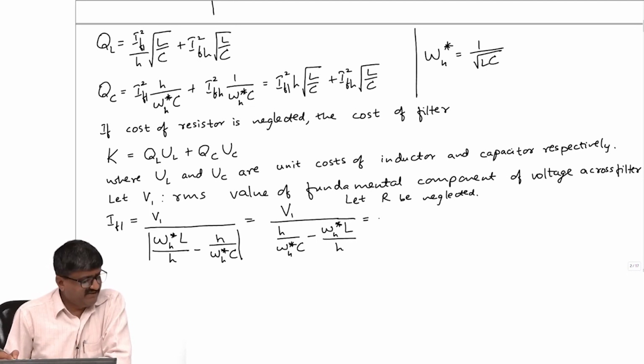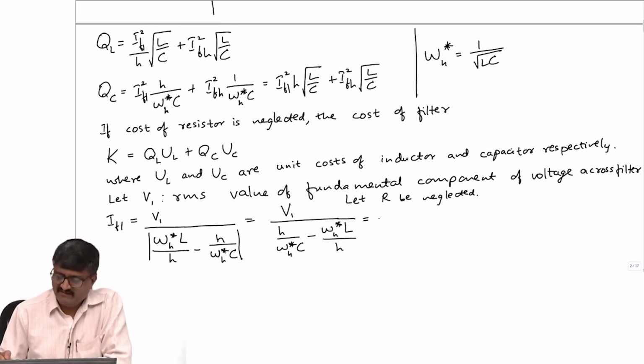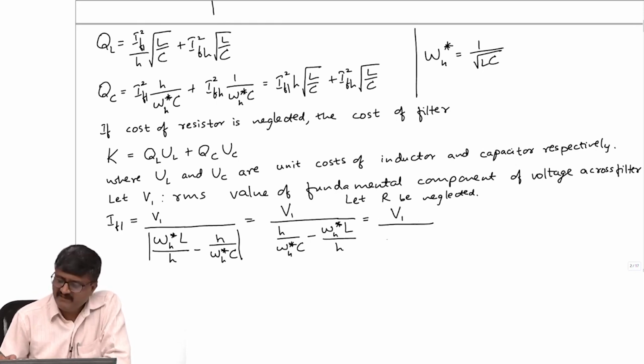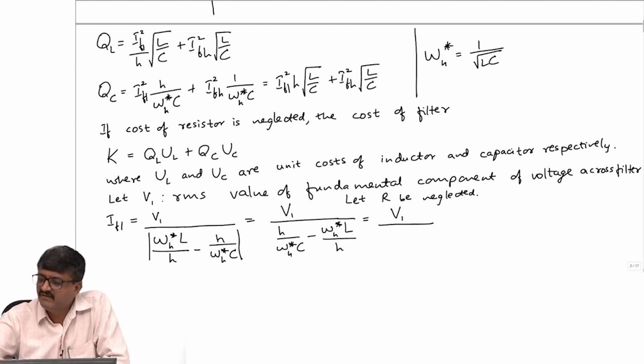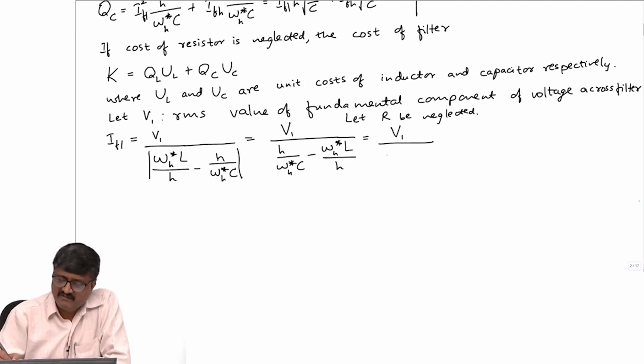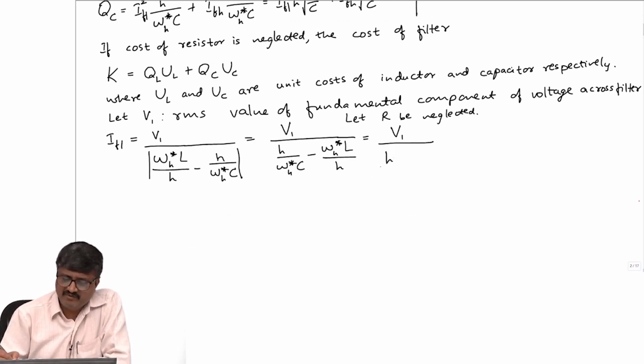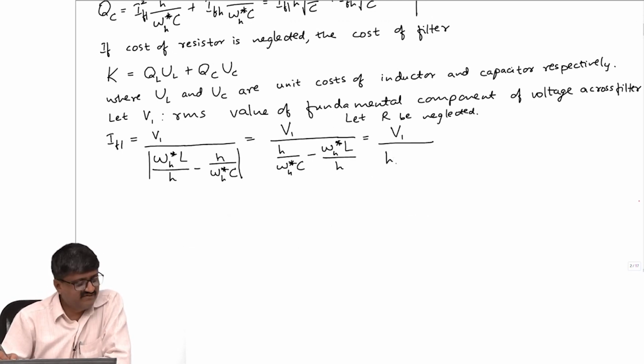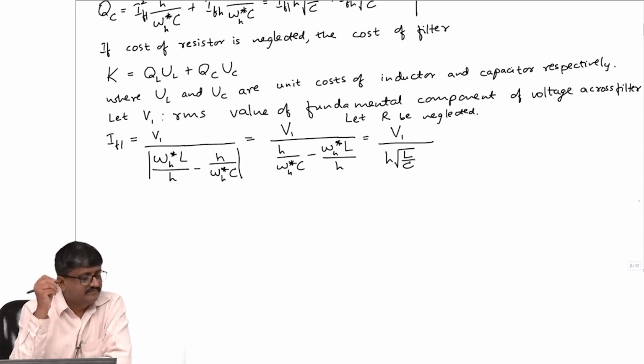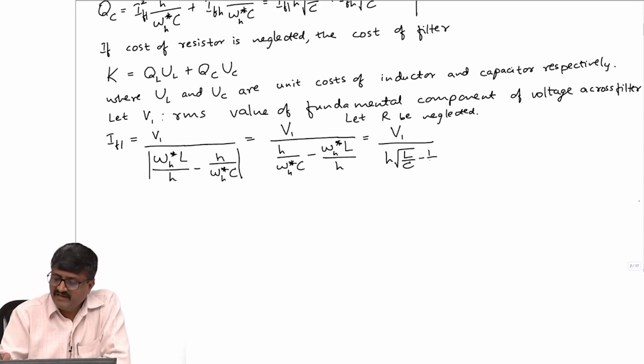So if I use the expression for omega h star, which is 1 by root LC, I get IF1 as V1 divided by h into 1 by omega h star C, which is nothing but root L by C, minus 1 by omega h star. Again omega h star is 1 by root LC, so it is minus 1 by h root L by C.